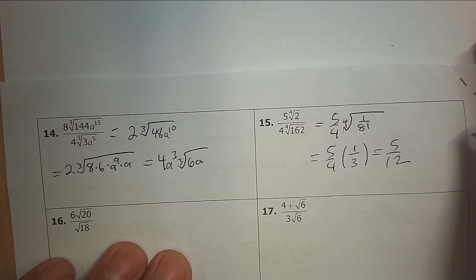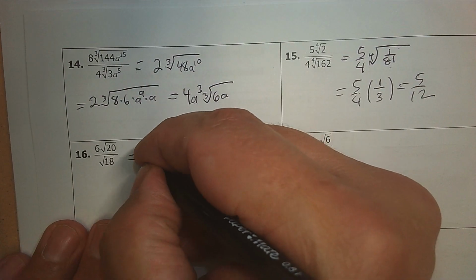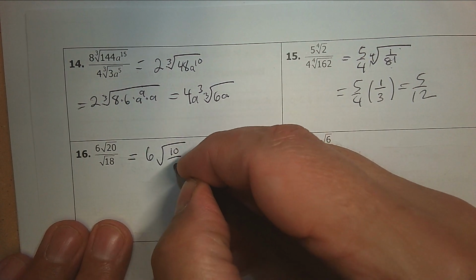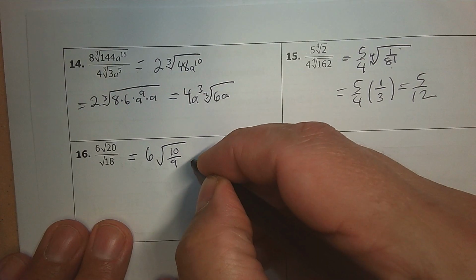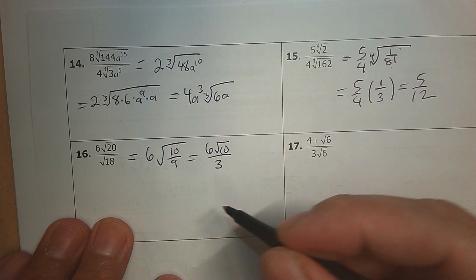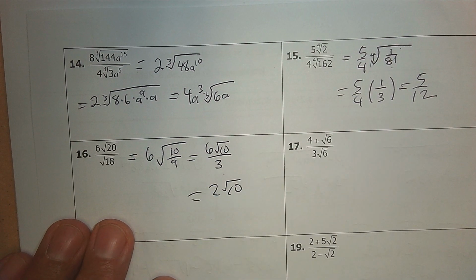16. 6, reduce the fraction down. 2 goes into both evenly, so it's 10 over 9. So what I'm left with is 6 root 10 over 3, because the square root of 9 is 3, and then 6 divided by 3 leaves me 2 root 10.